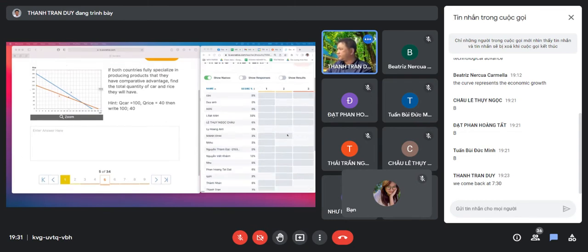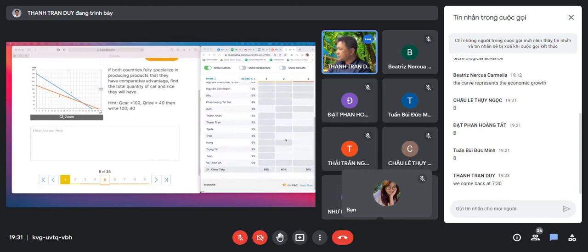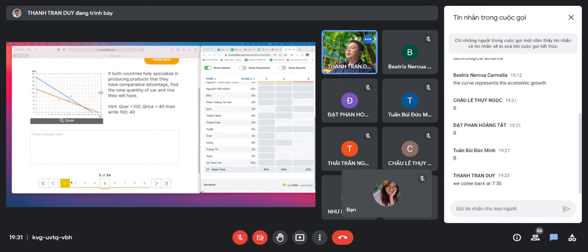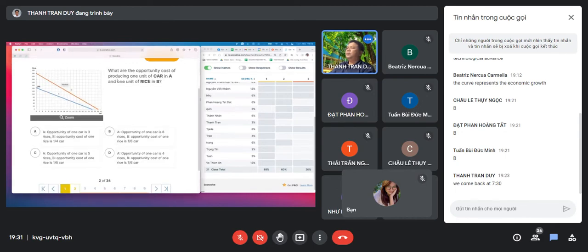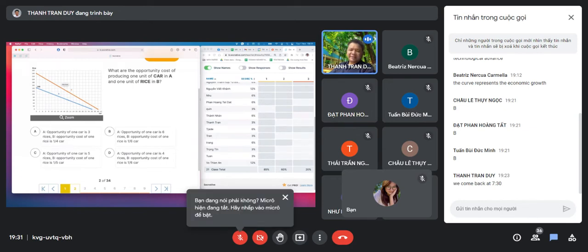Now, question 2. Some people haven't answered yet. What do you answer for question 2?